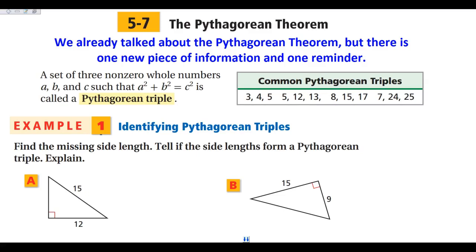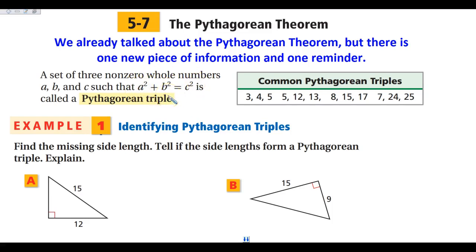Hey everyone, today we're going to look at pieces of 5-7, which is going to deal with the Pythagorean theorem, and the first part of section 5-8, which is going to start our special right triangles. So we're going to start with 5-7. We're going to go through this pretty quickly because we've talked about the Pythagorean theorem before. Don't forget, Pythagorean theorem is a squared plus b squared equals c squared.